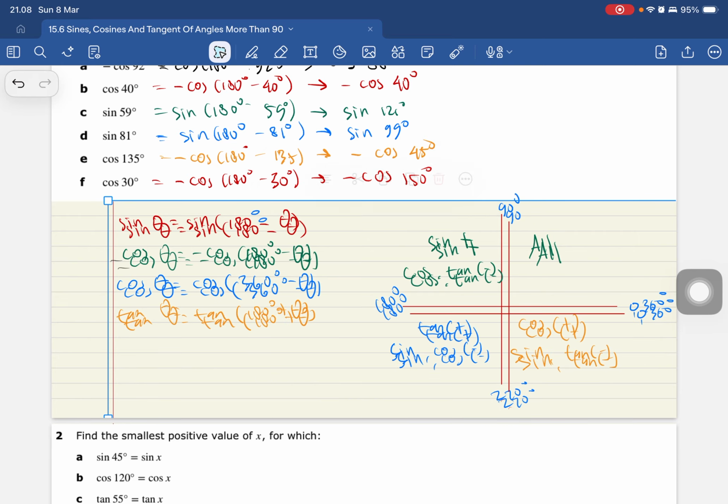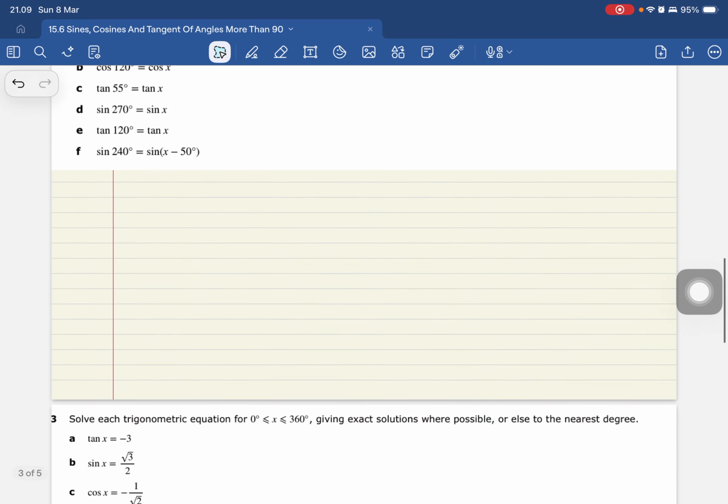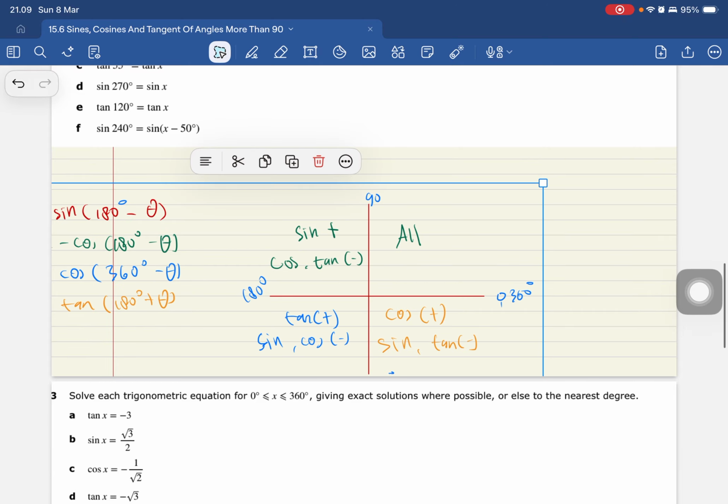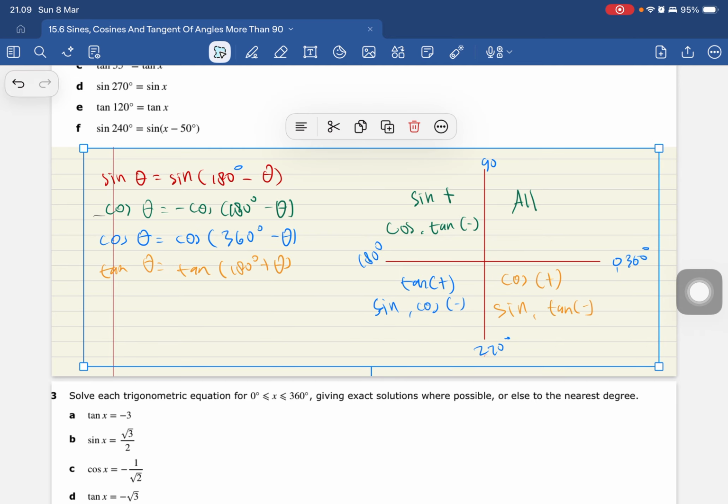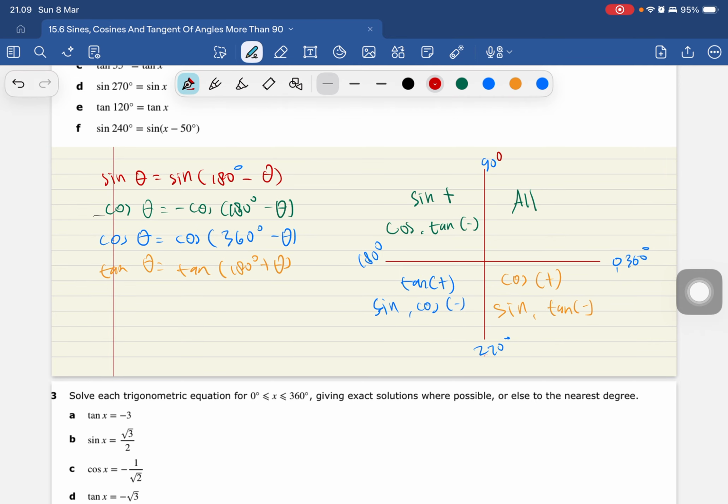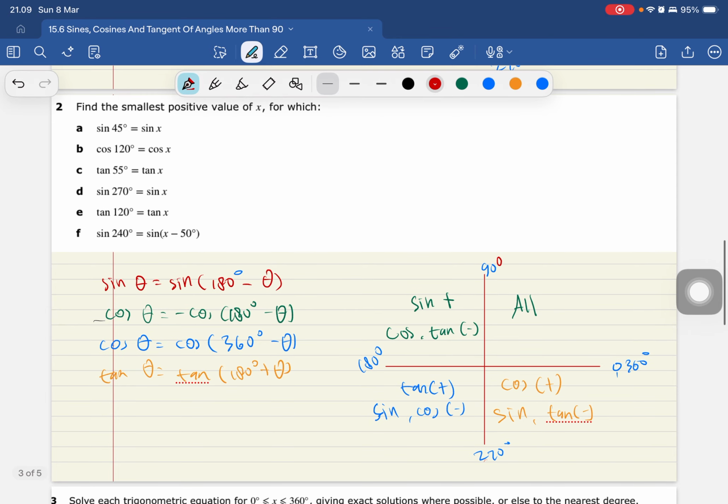Okay, we'll copy this information and write it down here. This is 90 degrees. So sine 45 degrees. Okay, we can use the formula. It equals sine of 180 degrees minus 45 degrees. So the angle x of sine x is going to be 135 degrees.